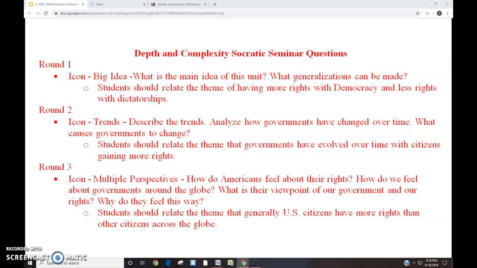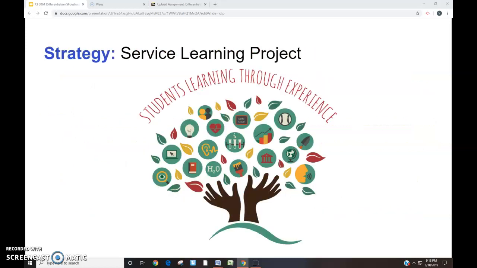The students and I have been very successful using these icons for Socratic seminars. The students were highly engaged and enjoyed sharing connections and additional details about the topics. A key question for teachers is, how would you use the icons in your classroom?